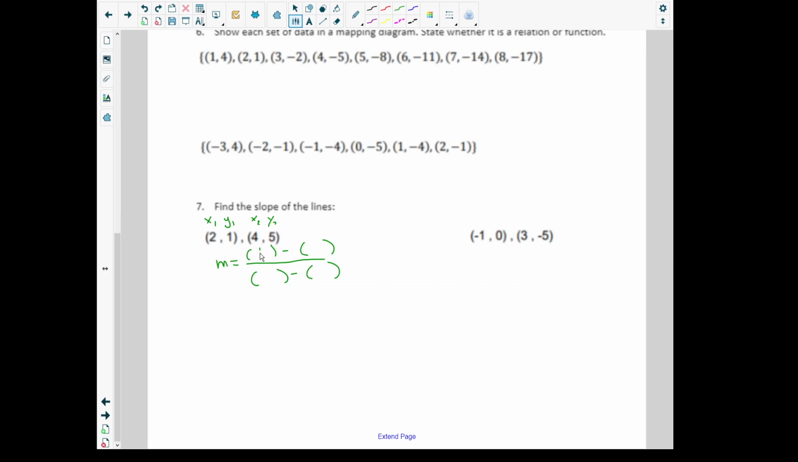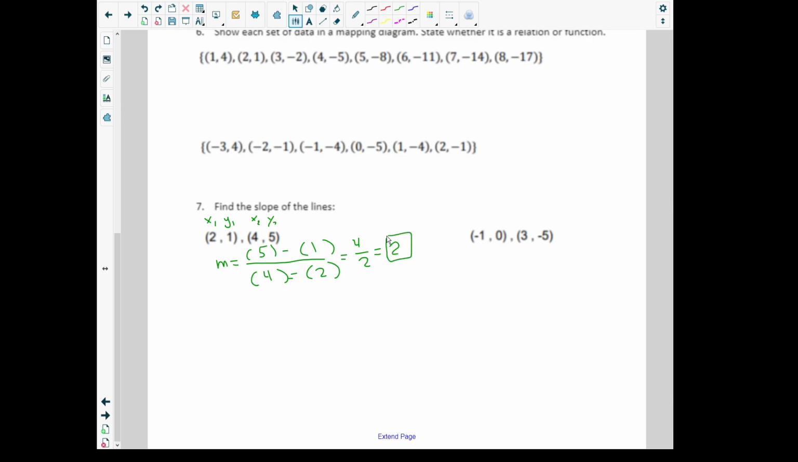And then y2, so it's 5 minus 1, y2 minus y1 over x2 minus x1. Okay? And that's just 5 minus 1 is 4, over 4 minus 2 is 2. And of course, that reduces to 2. You can leave it as 2 over 1 if that was going to be used later in the problem. But right now, we're done.